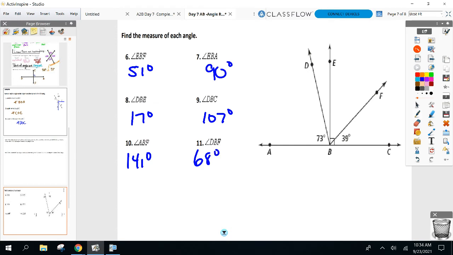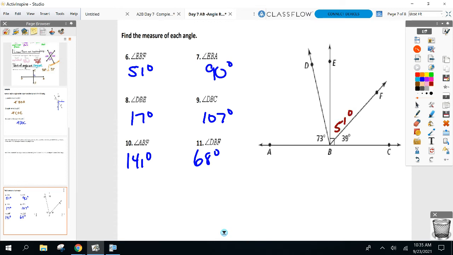Anybody want to ask any questions on these, where we got them from? Ask away. Kind of like homework. We're comfortable here? We're sure? Yep. Number 9, which was DBC. Okay, DBC. Well, this was a 39 degree angle, and these two next to each other added up to 90, right? Because I have that right angle symbol here. So that angle here should have been, quick math here, 51, because I subtract from 90.